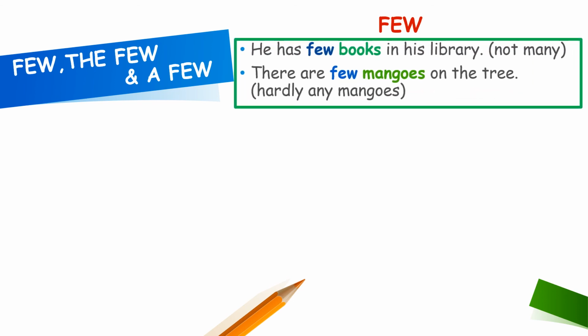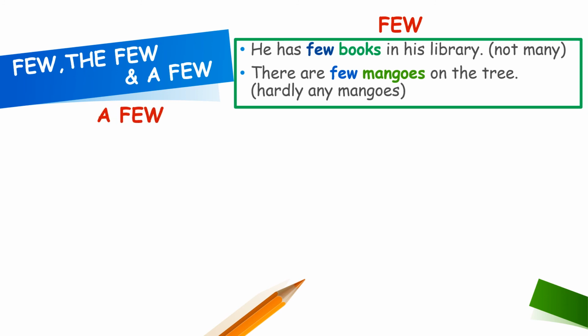Let's take a few examples to see the difference in the usage of these determiners. He has few books in his library. The determiner few is used with the countable noun books. This sentence means that he has not many books in his library. There are few mangoes on the tree. It means that there's hardly any mangoes on the tree.